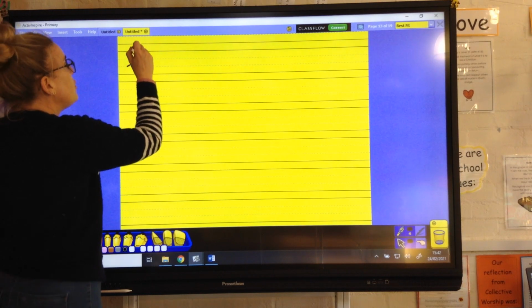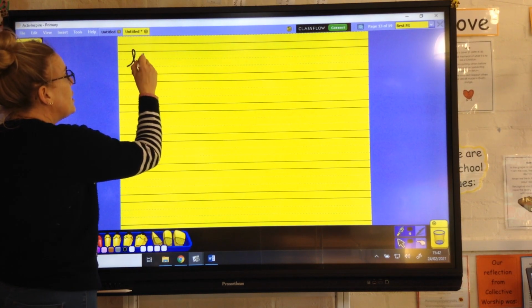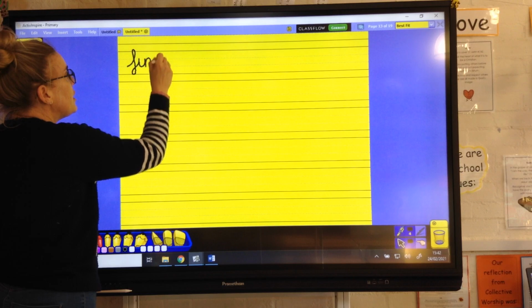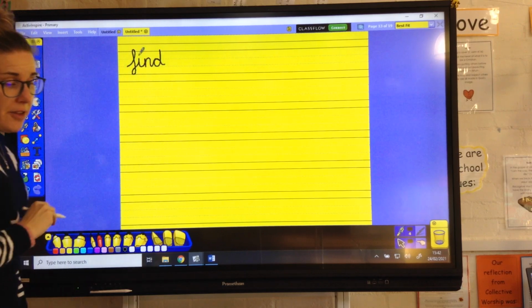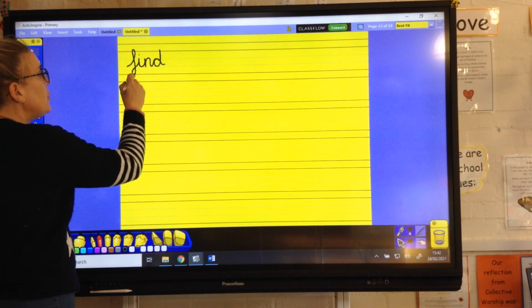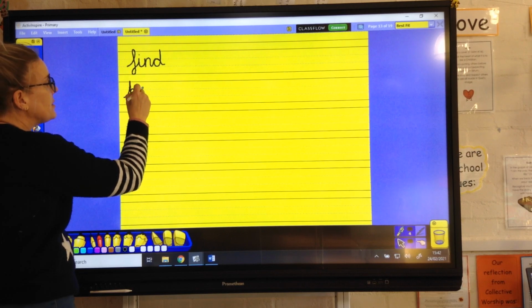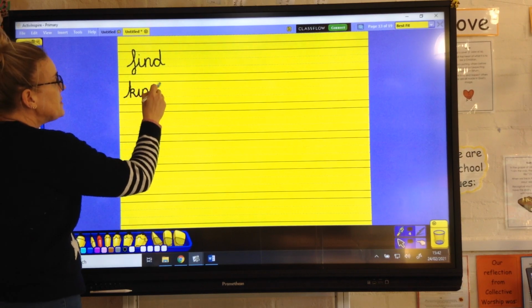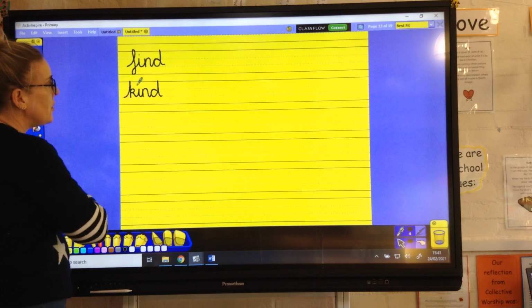Starts on the line, all the way up, all the way down, up and over and into our D. Then we've got the word kind. All the way up, all the way down, round, into our I, up, down, over, and into our D.